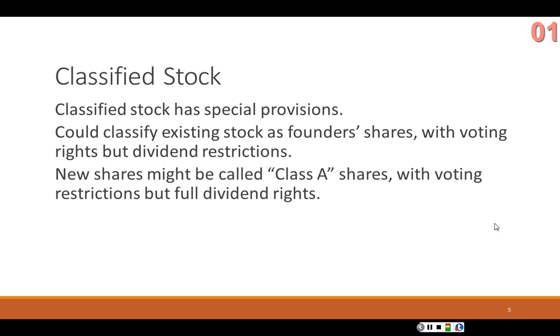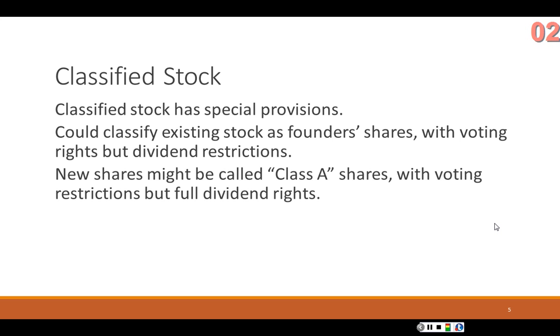Most firms only have one class of stock, where all shares would have equal voting rights. But there may be additional classes of stock that have different voting rights. Classified stock has special provisions. You could classify existing stock as founder shares with voting rights but dividend restrictions. New shares may be called Class A shares with voting restrictions but full dividend rights. So a company may have multiple classes of stock. They may have Class A, Class B, and Class C shares. Each would differ with respect to their voting capabilities.